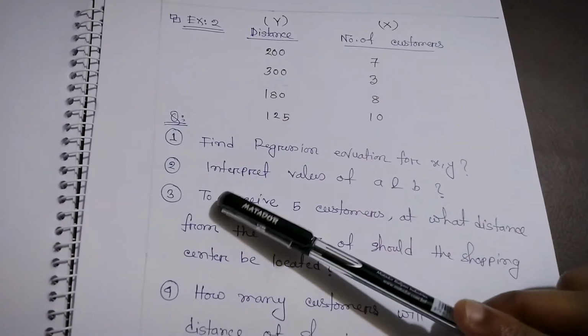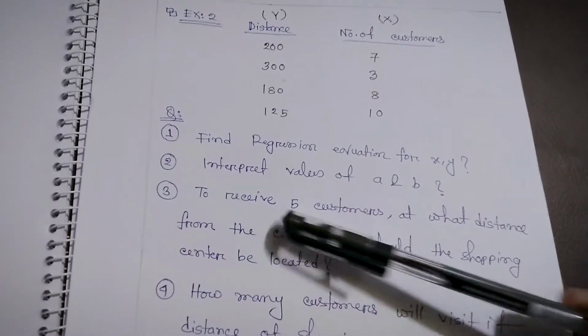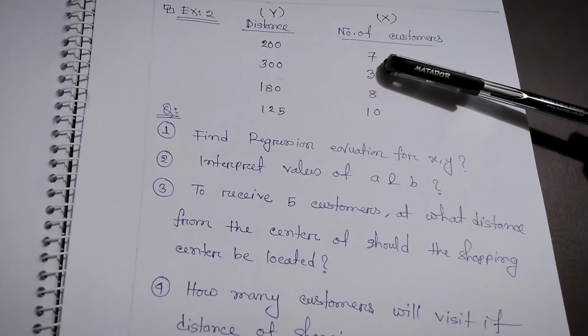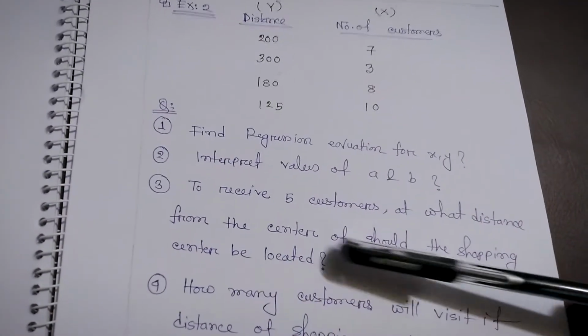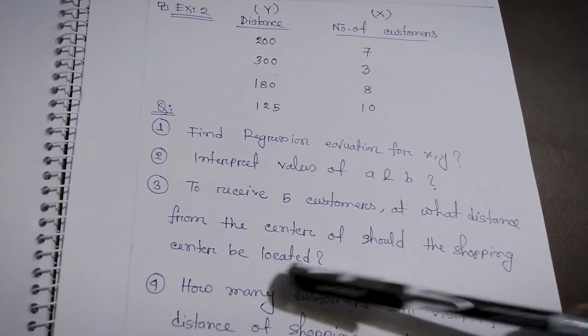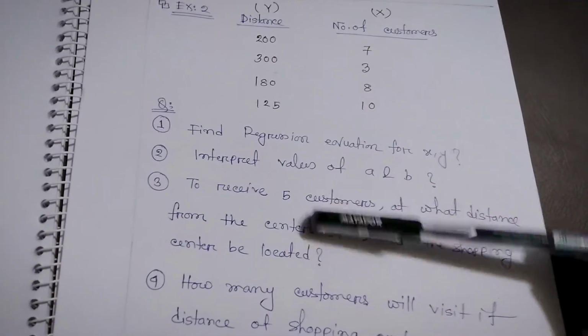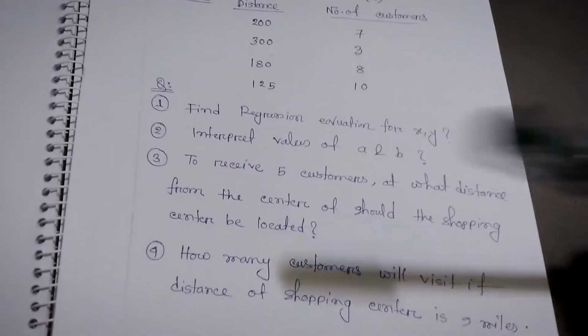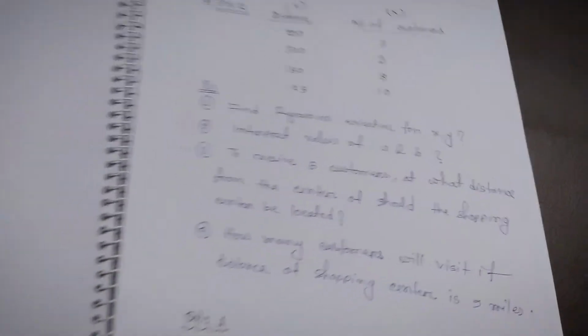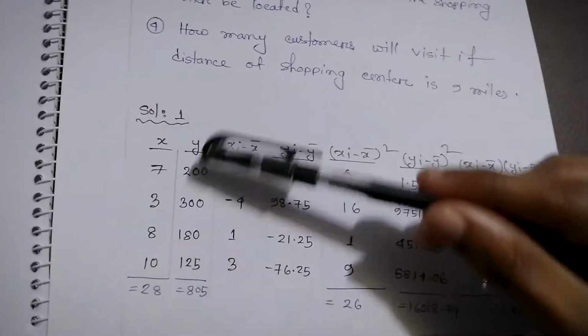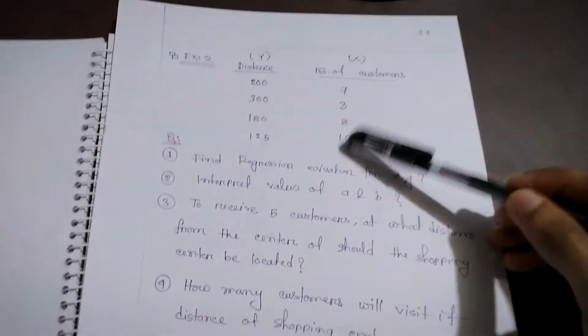Now there is another question, number 3. To receive 5 customers, so your x is given, at what distance from the center should the shopping center be located? You would be given the number of customers, which is x, and based on it you need to find the distance. So let's solve this question 3 first. Your x is given. These are your x values, and these are your y values.